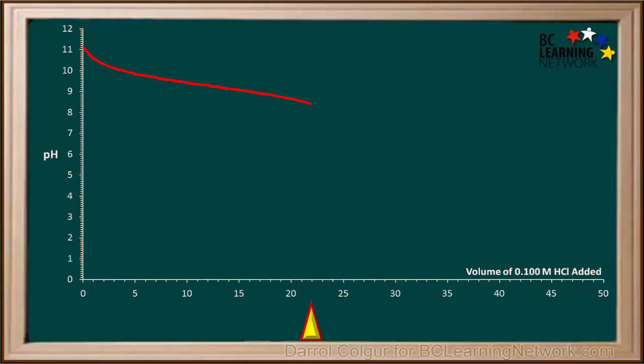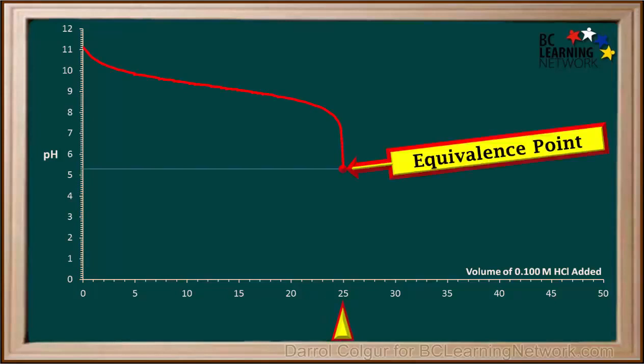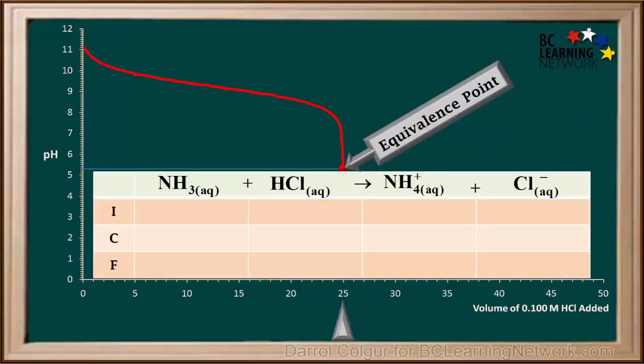As we go from 22 milliliters to 25 milliliters of HCl added, the buffer solution is overcome, and the pH falls steeply. At 25 milliliters of HCl added, we have reached the equivalence point of this titration. In order to understand what we have at the equivalence point, we construct what is called an ICF table.